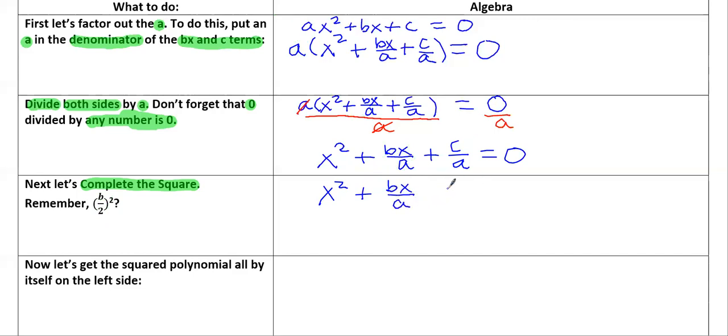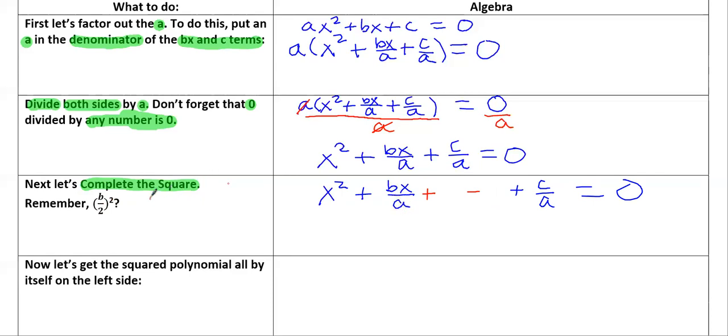Remember, we have x squared plus bx, and in this case, our bx is just b divided by a, but that's no big deal. I'm going to put the plus c over a way over here equals 0. And remember this: when we complete the square, we want to add something and we want to subtract something. Well, what are we adding and subtracting? Usually we do b over 2 squared. But now we don't have b. We have b over a.